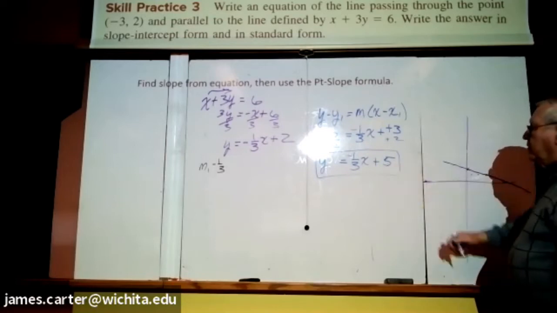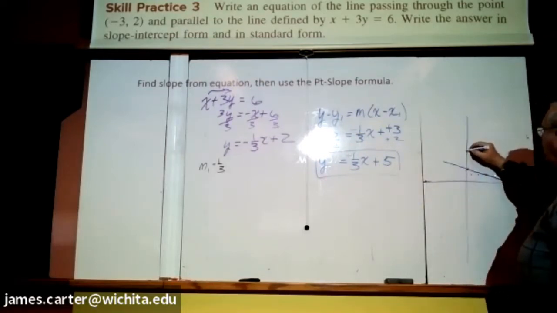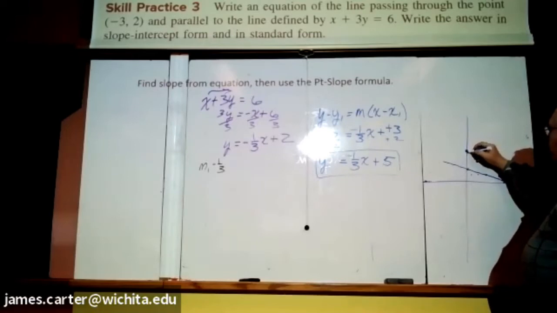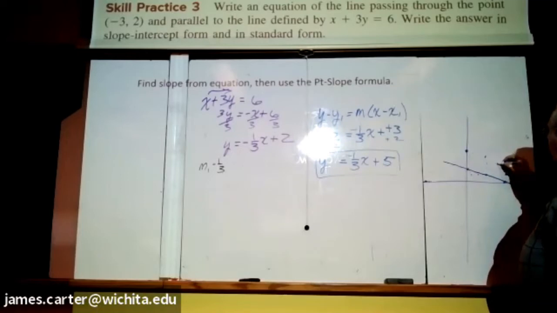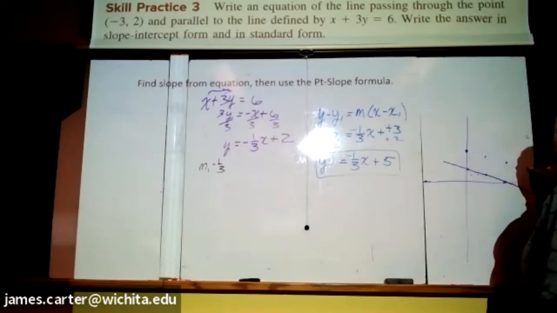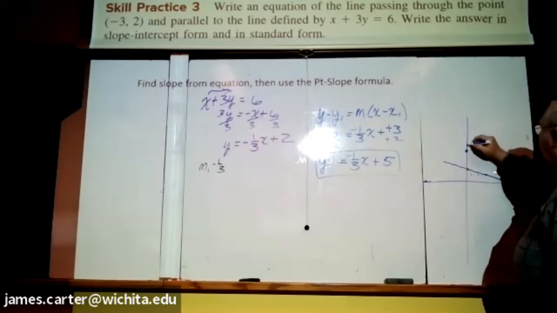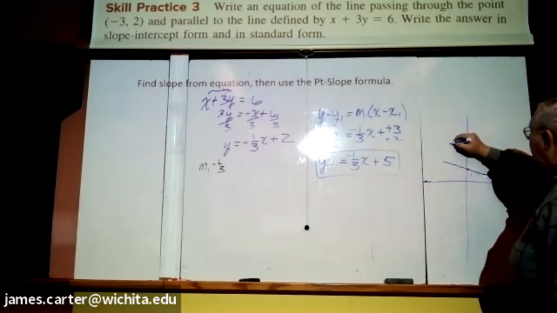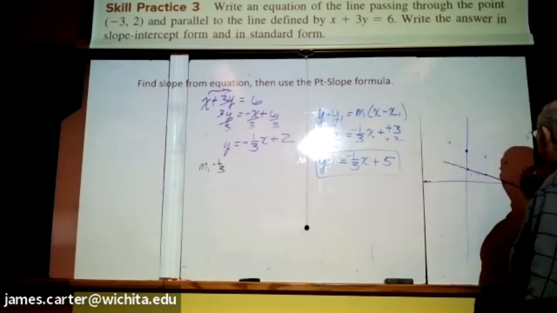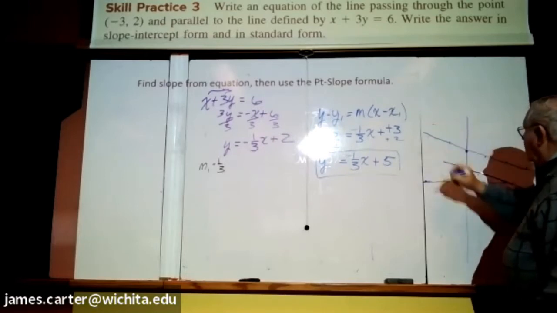Well, now let's graph this one with a negative slope. Again, we start here, except we go down 1, right 3, down 1, right 3, down 1, right 3, up 1, left 3, and this one goes like so.